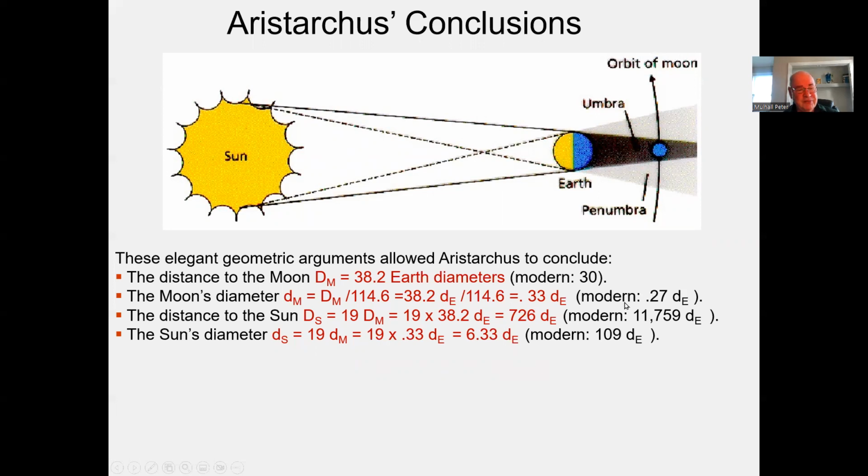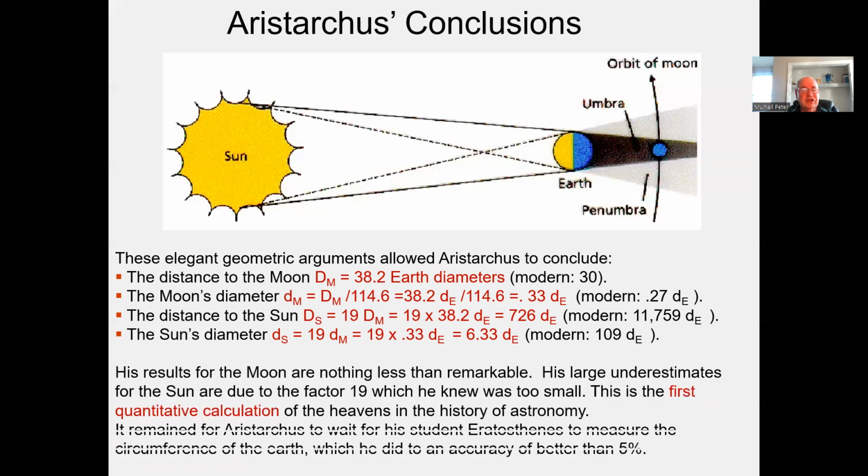given his bad measurements. The sun is woefully underestimated. The distance out to the sun is only 726 Earth diameters. It's really more than 11,000. And concomitantly, the diameter of the sun is only 19 times the diameter of the Earth, when it's more like 109. So his results for the moon are truly nothing less than remarkable. This is a model for the world.